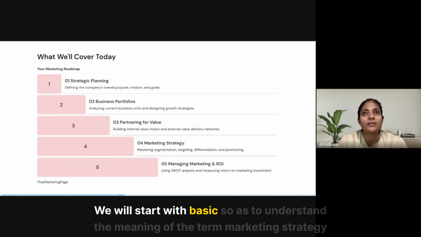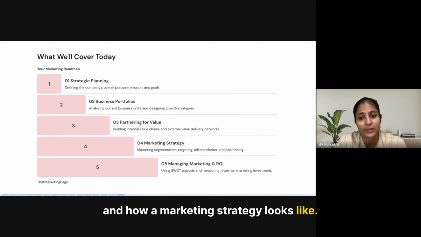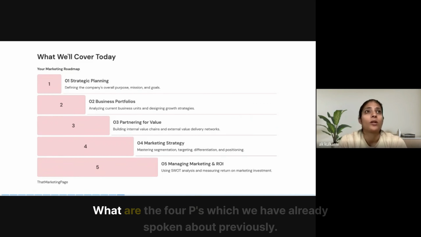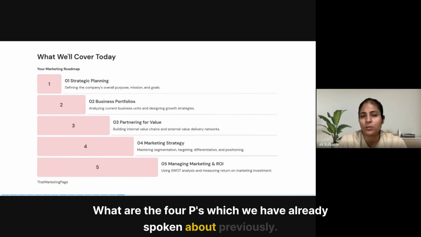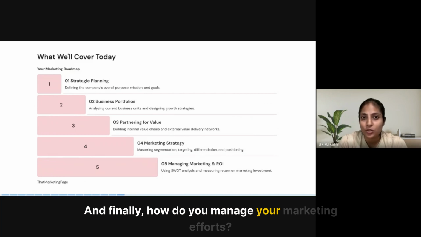We will start with basics so as to understand the meaning of the term marketing strategy and what a marketing strategy looks like. What is a marketing plan? What are the 4 P's, which we have already spoken about previously? We'll just be lightly touching upon the 4 P's. And finally, how do you manage your marketing efforts?